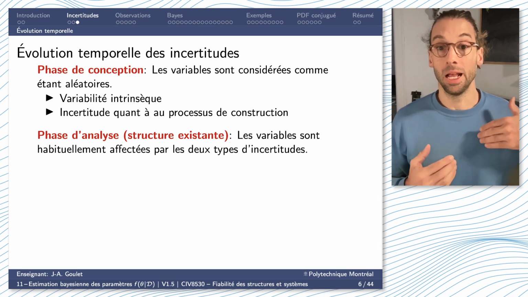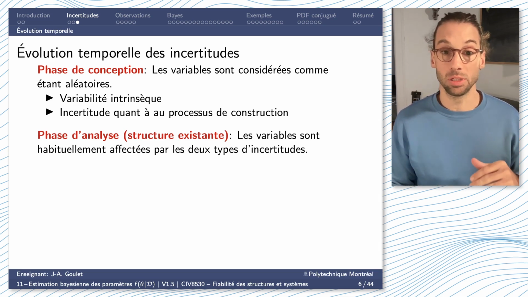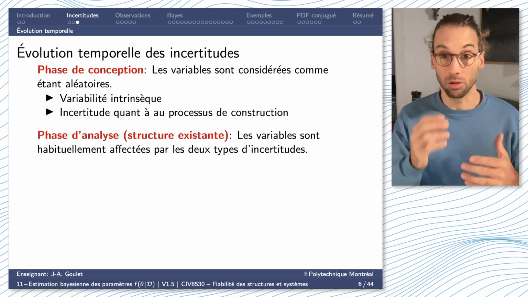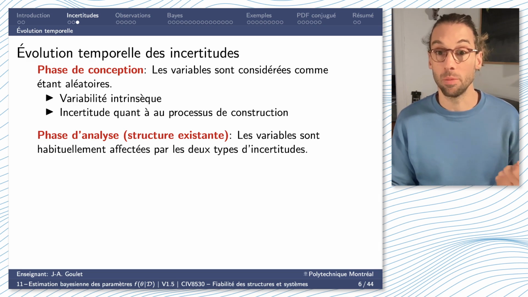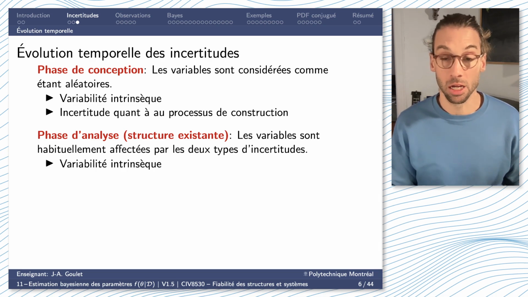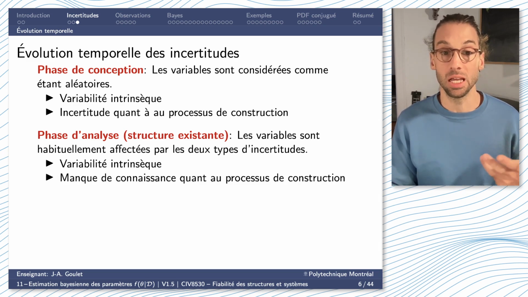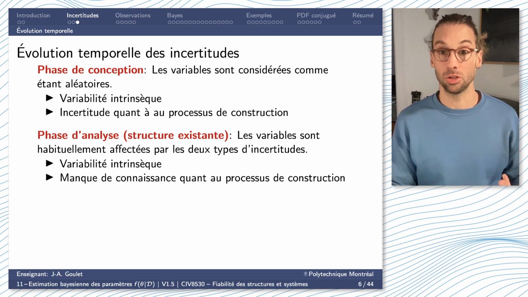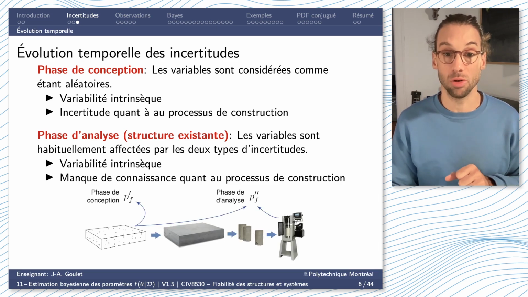If we are in an analysis phase where we're looking at an existing structure, now we can have both types of uncertainty. For instance, in terms of material strength, or the specific concrete mix that was used and poured in our foundation, all of those are materialized. We might not know exactly, but once the concrete is set, it has a given resistance, whether we know it or not. So there can still be some intrinsic variability, but most of it is associated with lack of knowledge, most of it related to the specificities of the construction process as the structure has been built.